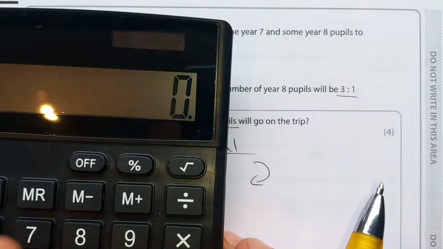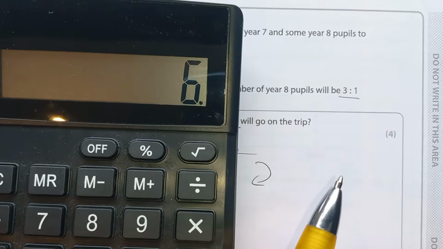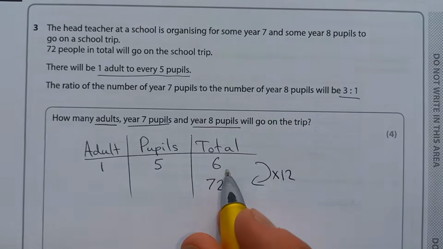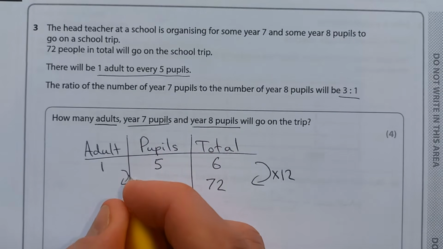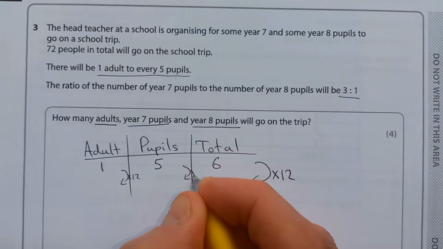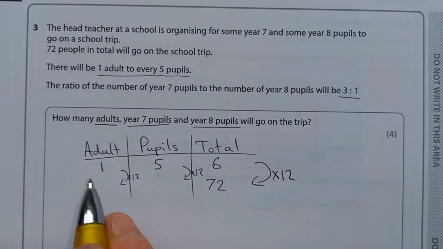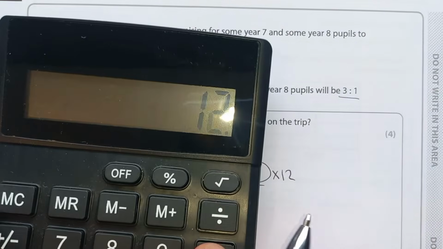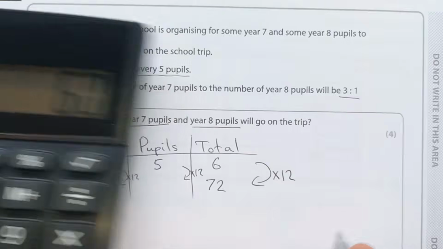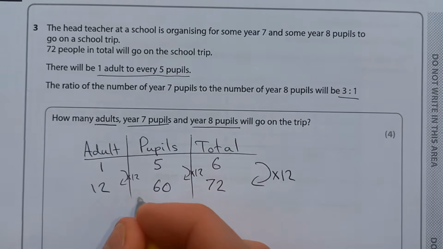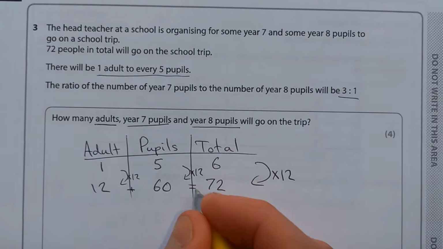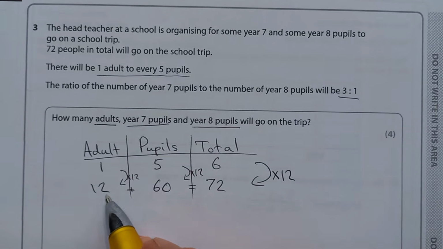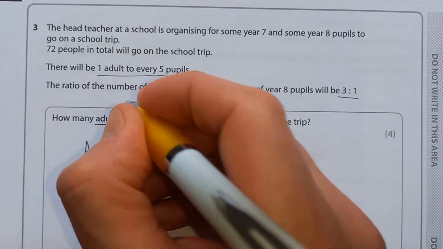So we can do 72 divided by 6. So in other words, this is 12 times bigger than that. So we're going to need to multiply this by 12, and this by 12. Well, 1 times 12 is 12. 5 times 12, you might know it, but we can use the calculator. 12 times 5 is 60. And we can do a check because 12 plus 60 should equal 72, which it does. Right, so we've worked out the total number of adults. Right, so that's fine, that's good, so we've done that bit.